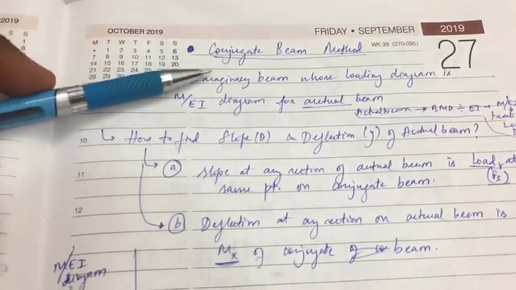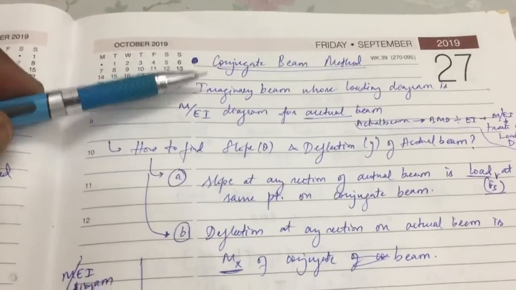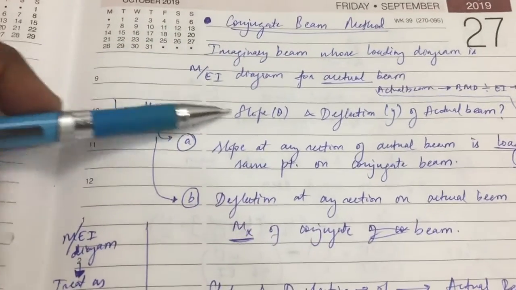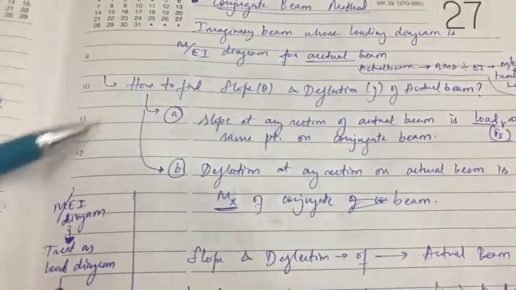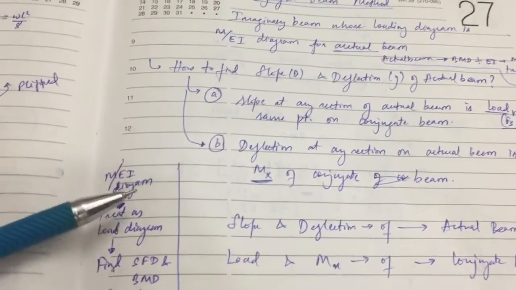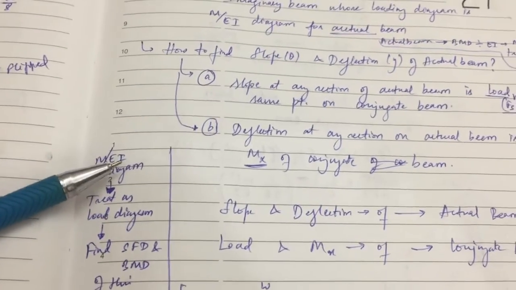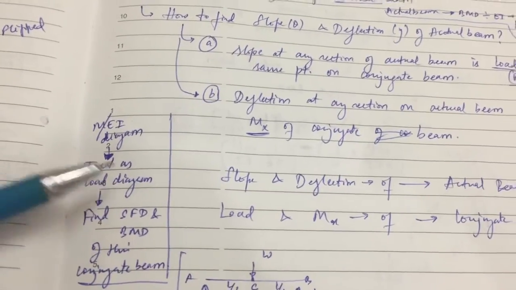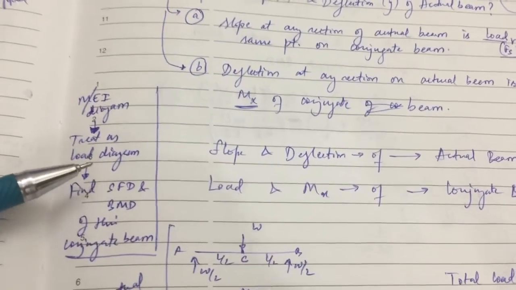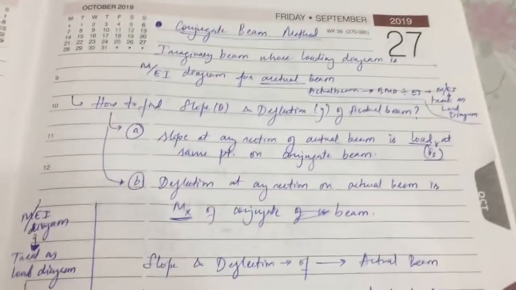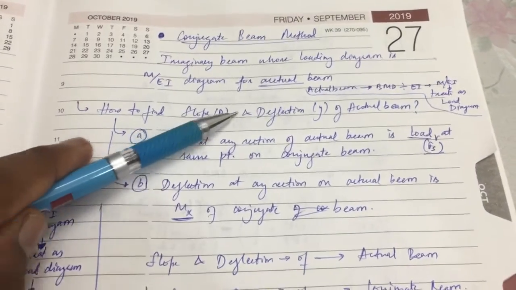Okay. So the third method is the conjugate beam method. The conjugate beam method is nothing but an imaginary beam whose loading diagram is the bending moment diagram of the actual beam. So we take the moment of the actual BMD of the actual beam, and we divide it by EI, which is flexibility, and we treat this diagram as the loading diagram. From this loading diagram, we find the shear force diagram as well as the BMD of the conjugate beam. Okay. So from this we can calculate the slope and the deflection.